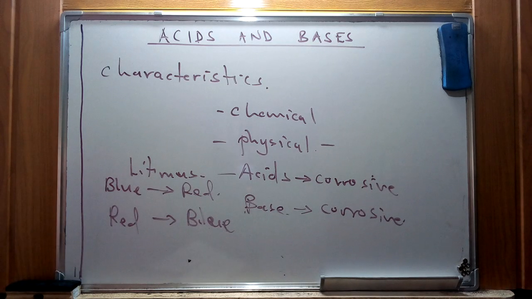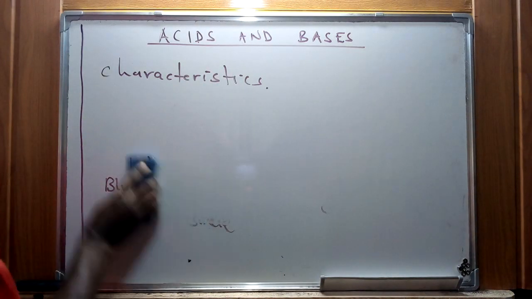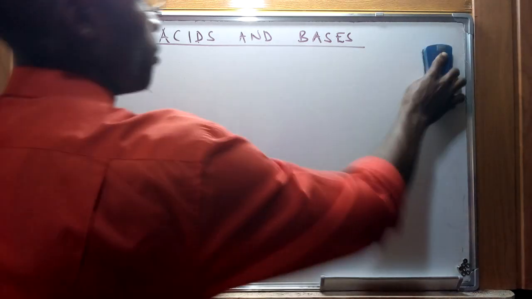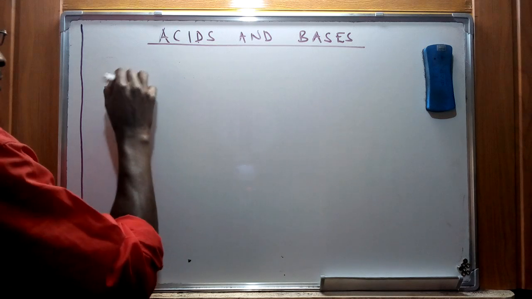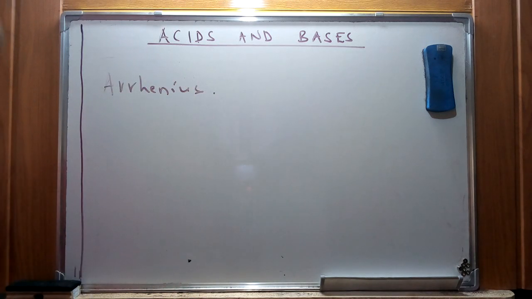Therefore, different individuals came up with specific definitions to identify whether a substance is an acid or not. We're going to look at two examples of those, and one of them is Arrhenius. Arrhenius came up with a definition of what we can refer to as an acid or a base.